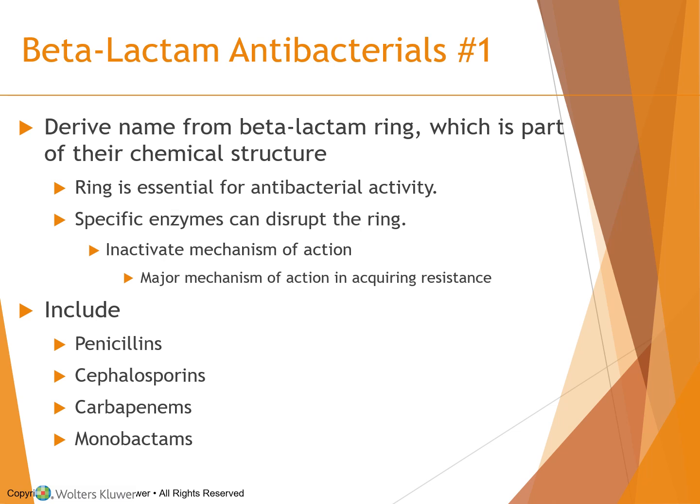Okay, guys, so the name is derived from the beta-lactam ring, and we already talked about it, right? It's an essential structure for the antibacterial activity. And when enzymes can disrupt the ring, the bacteria can grow resistant. And that's how bacteria work. They have developed specific enzymes to destroy the ring, and that's called the beta-lactamase. So this class is going to include the penicillins, the cephalosporins, the carbapenems, and the monobactams.